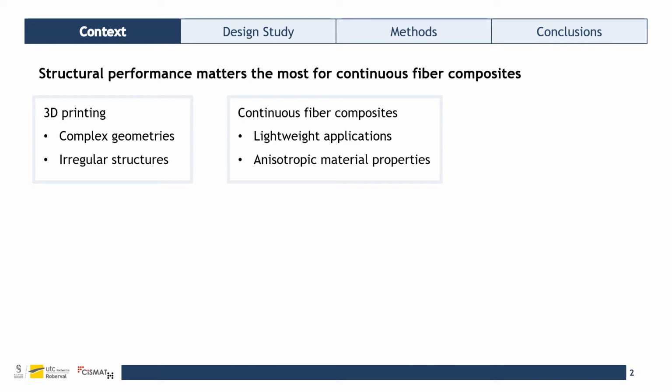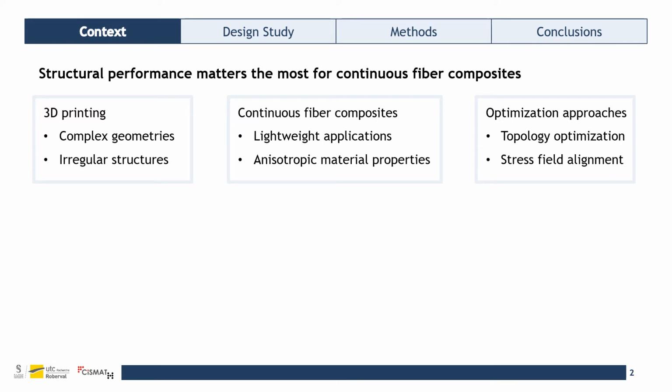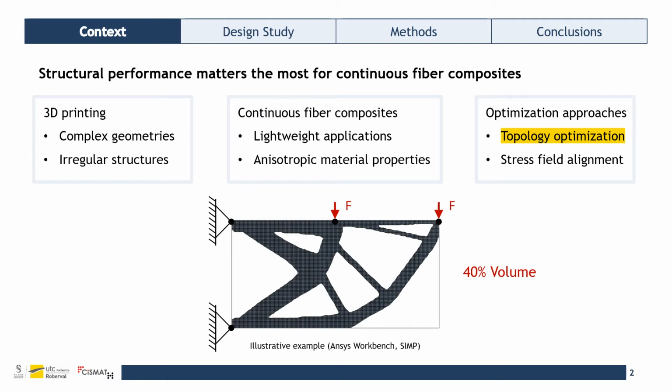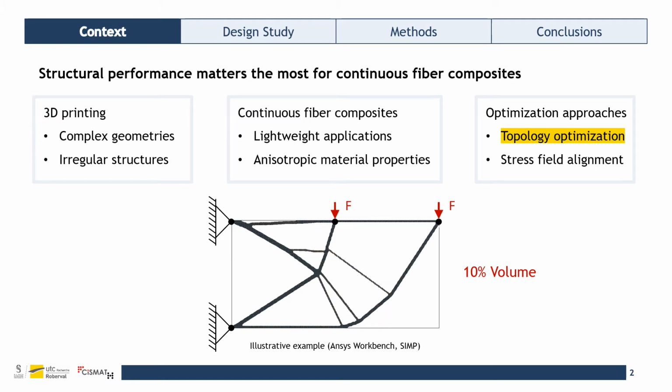A common approach to this is the use of numerical optimization to obtain a load-optimized low-volume structure. Then, the fiber direction can be aligned with the stress field for high structural performance. Here, this is simply along the members of the truss structure.